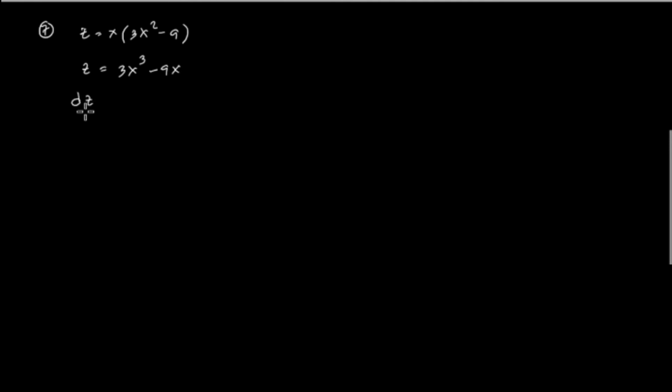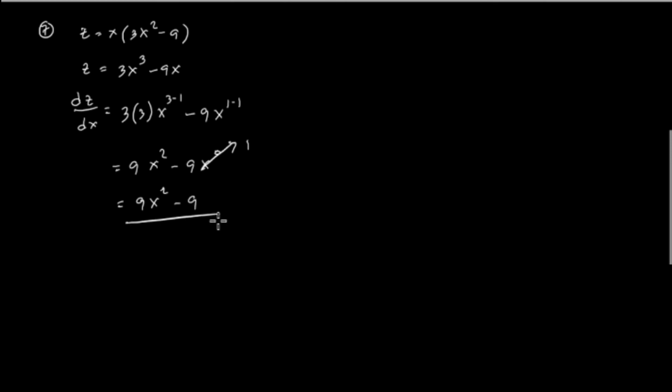dz over dx is equal to, using the constant multiple rule, 3 times 3, the exponent 3, multiplied by x to the 3 minus 1, less 9 times x to the 1 minus 1. 9x squared minus 9 times x to the 0, and x to the 0 is equivalent to 1. And the final answer is 9x squared minus 9. And this is the derivative.